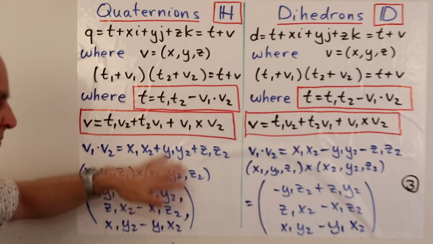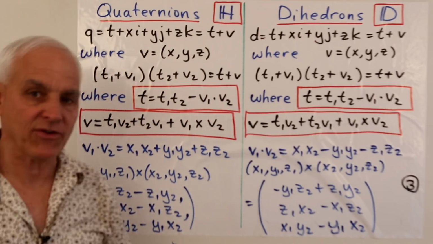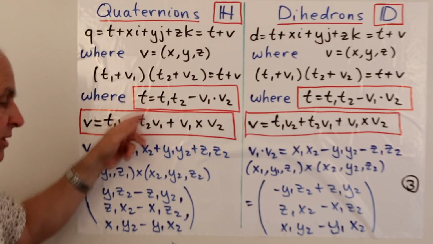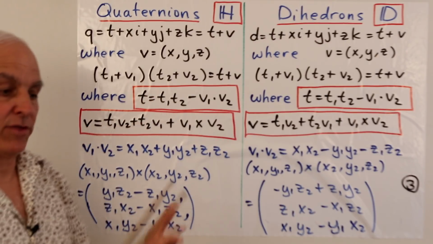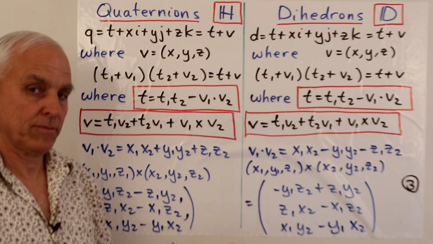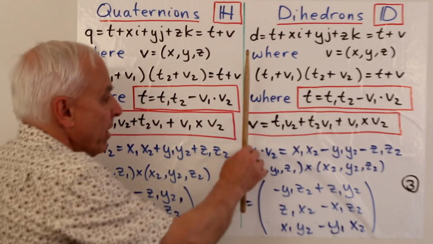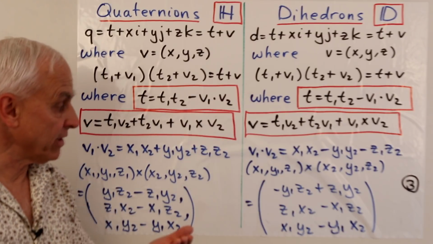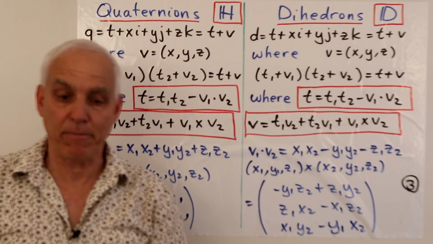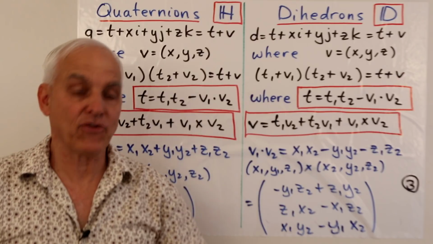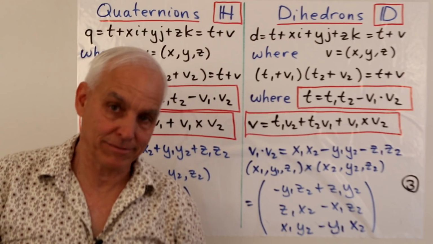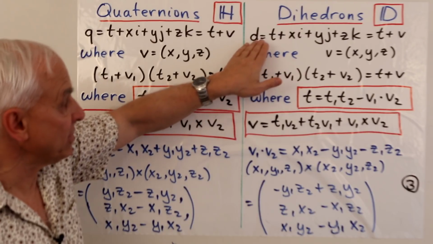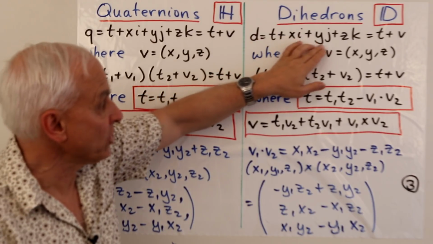So this is a very familiar story and very important for physicists and engineers, okay? Because these are very important vector operations in three-dimensional space. Okay, now let's cross over to the dihedrons, where it turns out a very similar thing happens, but it is so much less studied. So with the dihedrons, we shift to d equals t plus xi plus yj plus zk.